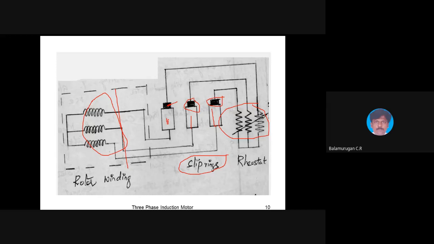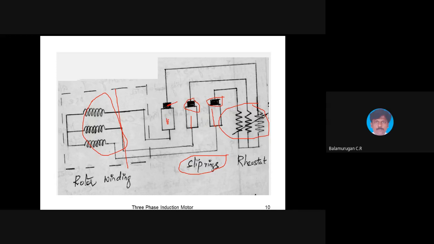Squirrel cage construction will be similar to what I drew on the board. The windings will be short circuited. That's all. But in the slip ring induction motor, we'll have slip rings, brushes, and a special type of starter, which we call a rotor resistance starter. In that starter we'll have the slip rings and rheostat arrangement. And this is the major difference.